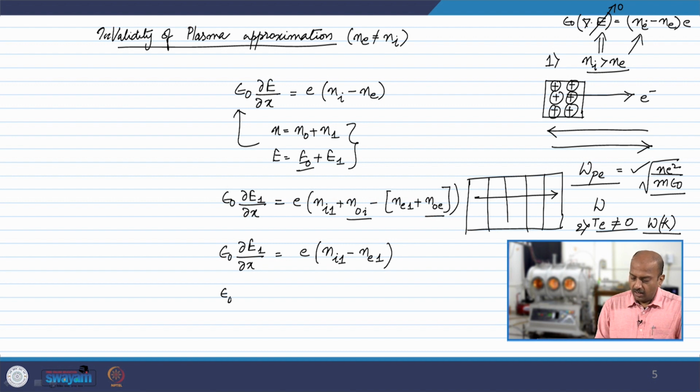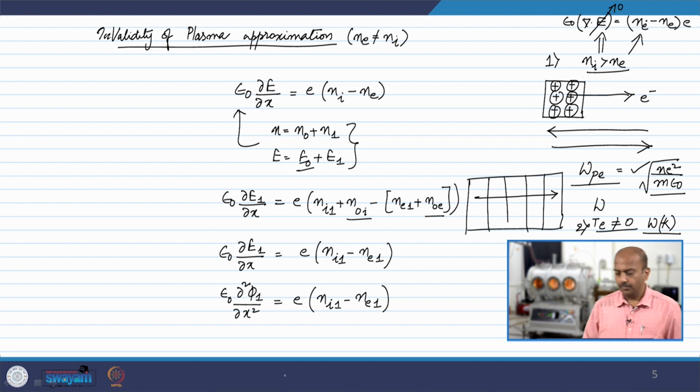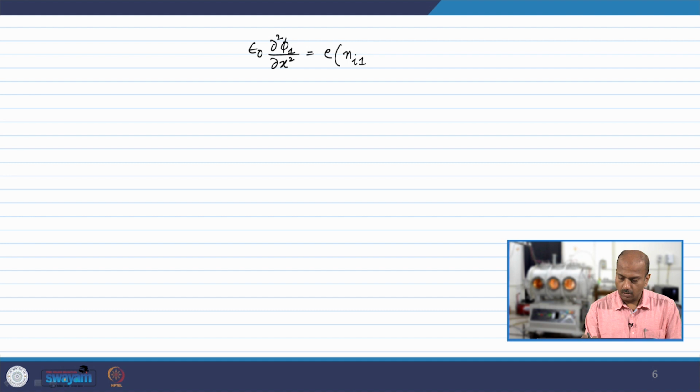Now, we can write the electric field in terms of a potential: epsilon naught d²phi1/dx² equals e times (n_i1 minus n_e1), right. So, we can take phi1, the perturbed potential. See, what is phi1? Phi1 is responsible for the creation of that electric field, which is E1 also, because of the disparity in the number of electrons and ions that you have imposed.